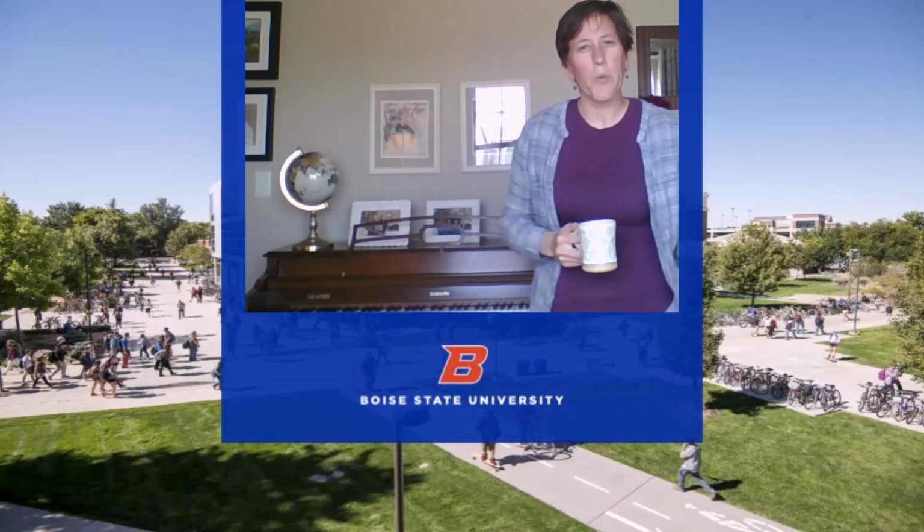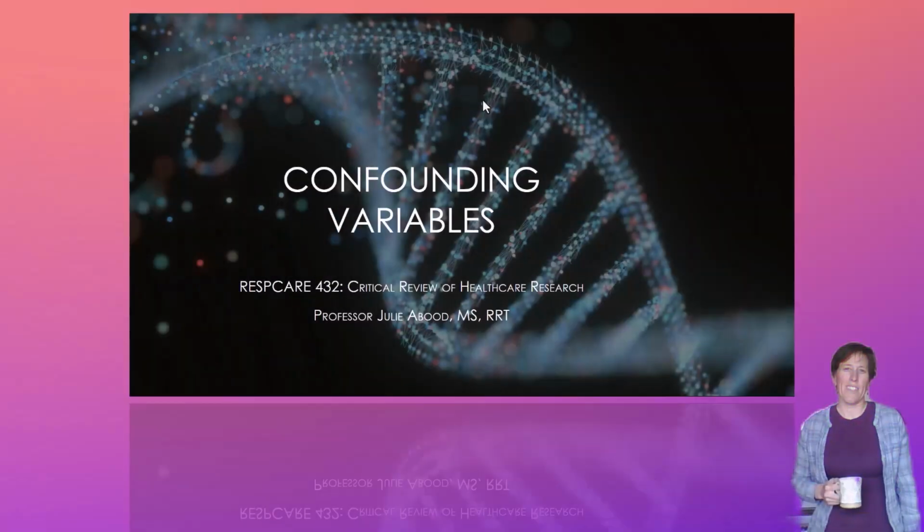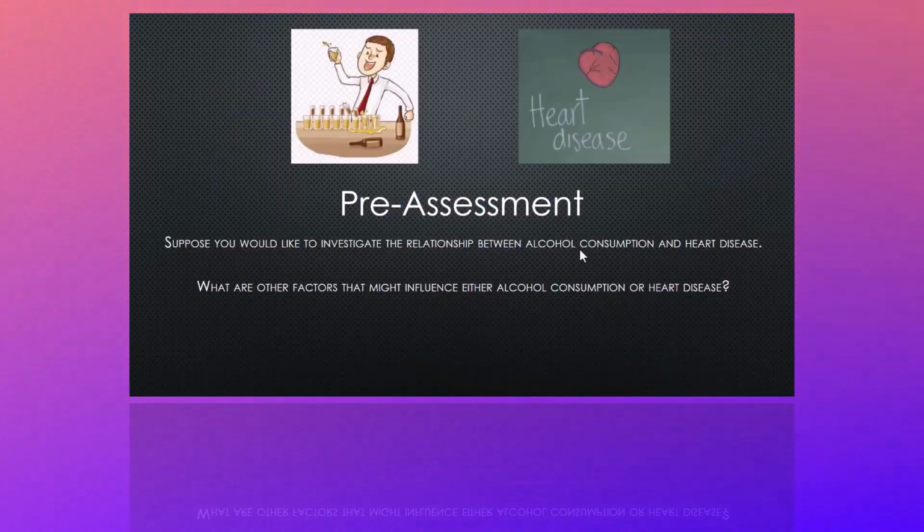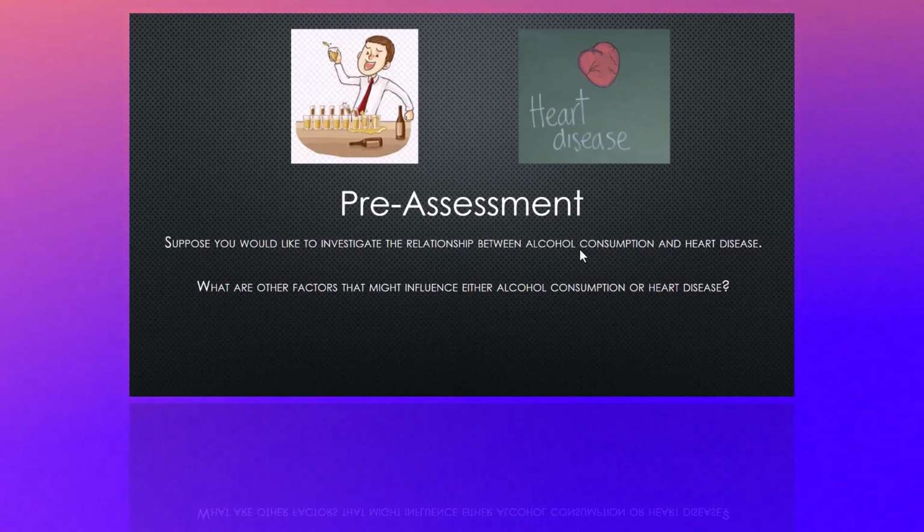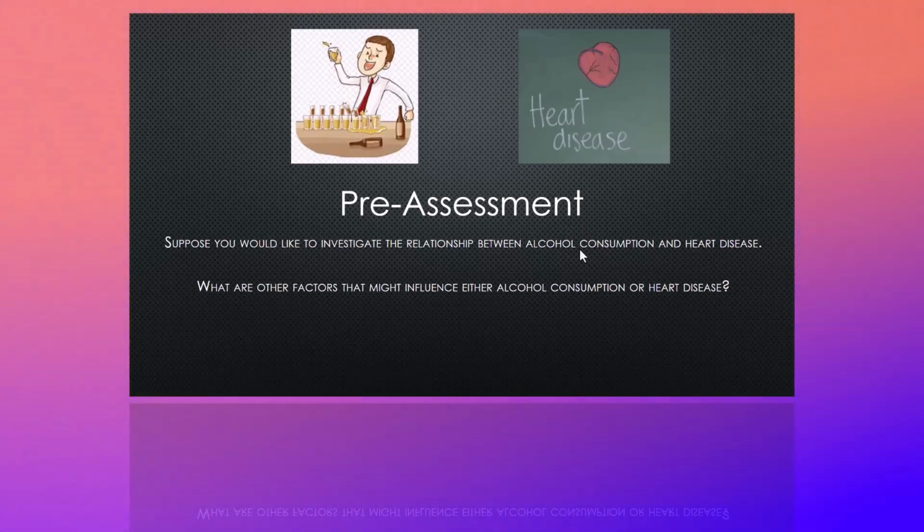We're in Module 2, and we're talking about confounding variables. To get our minds on confounding variables, let's answer this question. Suppose you would like to investigate the relationship between alcohol consumption and heart disease. What might be other factors that influence either alcohol consumption or heart disease?